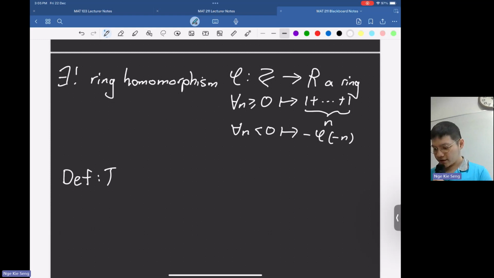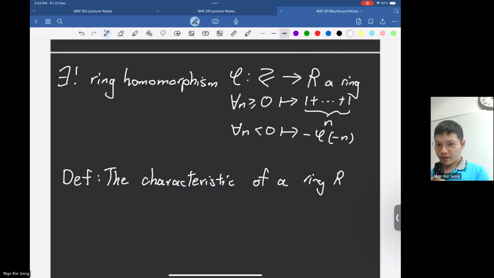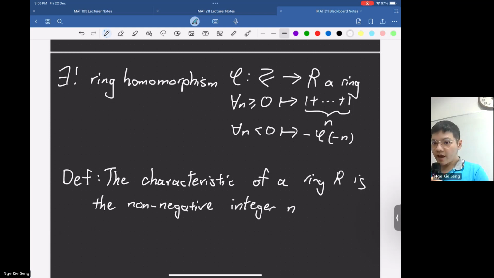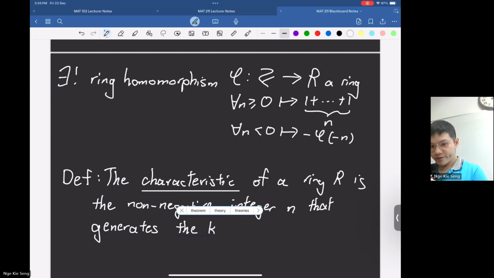So we'll define that the characteristic of a ring is the non-negative integer n. What does this non-negative integer do? This is the generator of the kernel of the homomorphism that we have above.